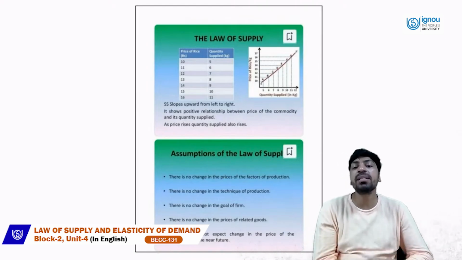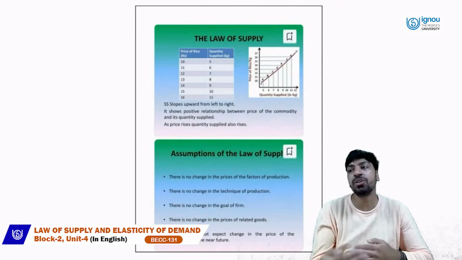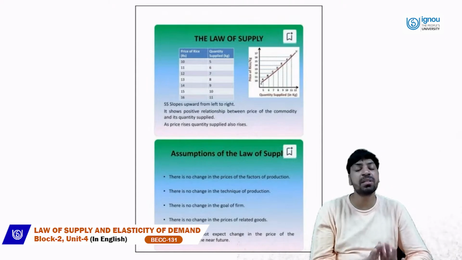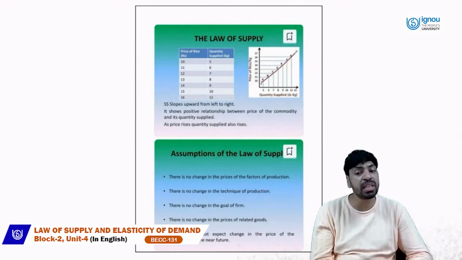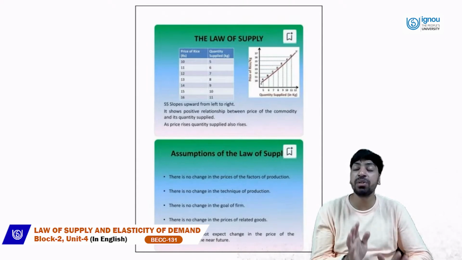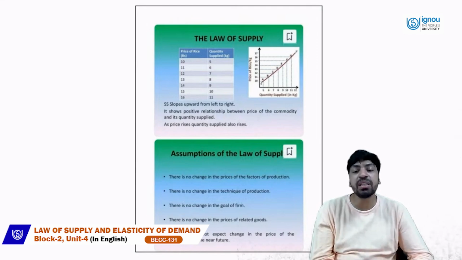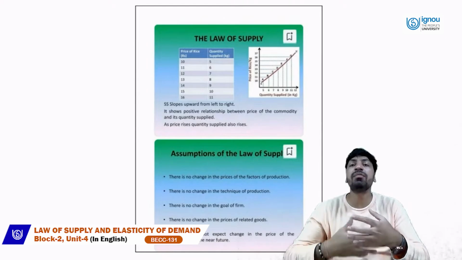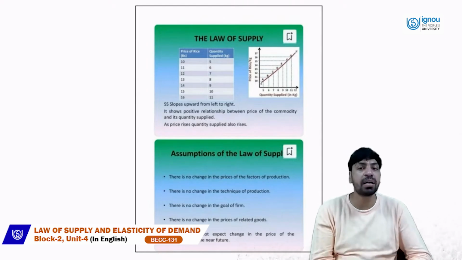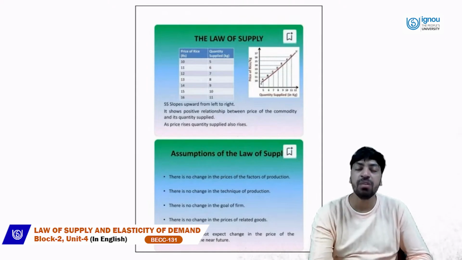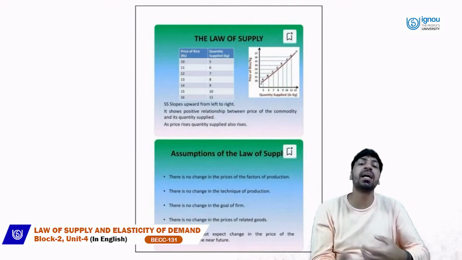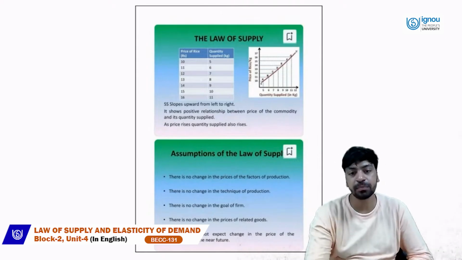There are a few assumptions to apply while you apply the concept of supply. There is no change in the price, no change in the technique of production, no change in any goal of the firm, no change in the prices of related goods, and the producer will never expect a change in the price of a commodity in the near future, or expect a future price in a particular market. These are the assumptions, where the law states that none of the factors would change, and that becomes the assumptions of the law of supply.